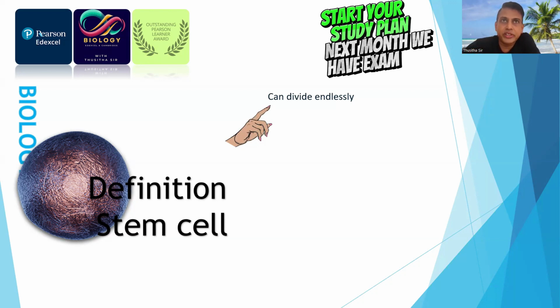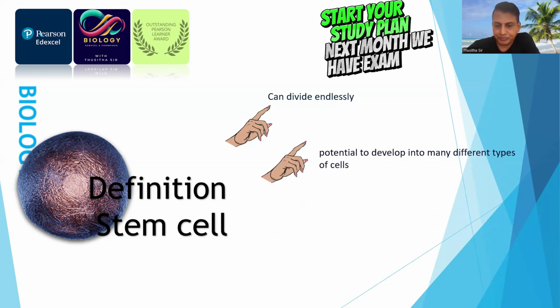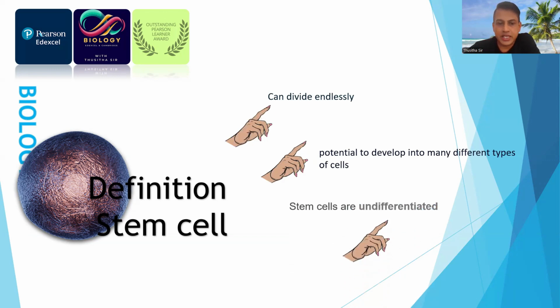But when you talk about some adult stem cells, maybe there are limitations. The second thing is, they can develop or differentiate into many different types of cells. I mean, any kind of cells. If you take embryonic stem cells, theoretically, they can differentiate into any kind of cells in the body. The last thing is, they are undifferentiated cells. So they are self-renewing and undifferentiated. These are the three criteria of stem cells.